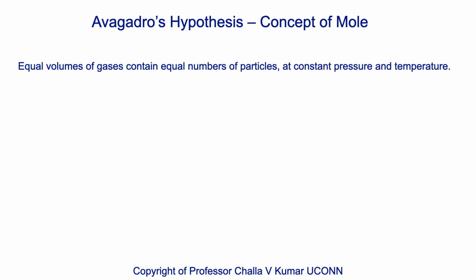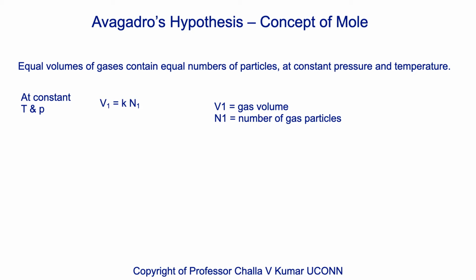Avogadro's hypothesis can be stated in the following way. Equal volumes of gases contain equal numbers of particles at constant pressure and temperature. What does this mean? This implies simply that if I have a certain volume, V1, then the number of particles in that is N1, and the volume is proportional to the number of particles at constant temperature and pressure. And so in this, V1 is the gas volume, N1 is the number of gas particles.